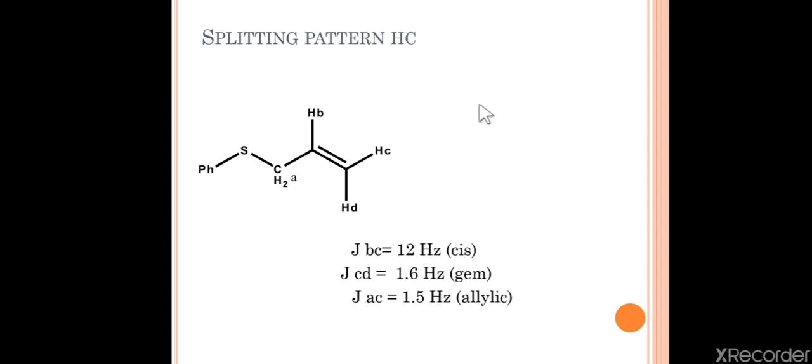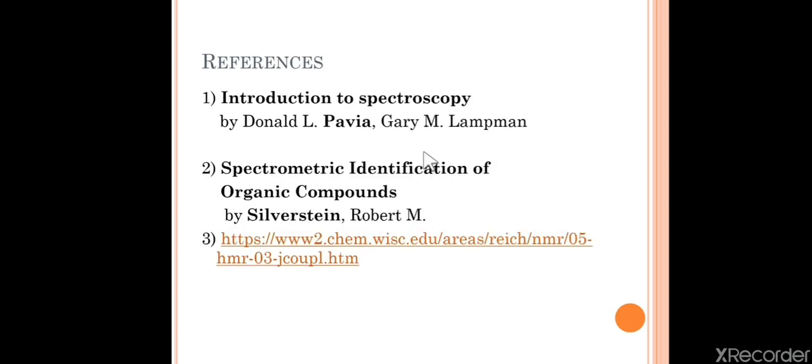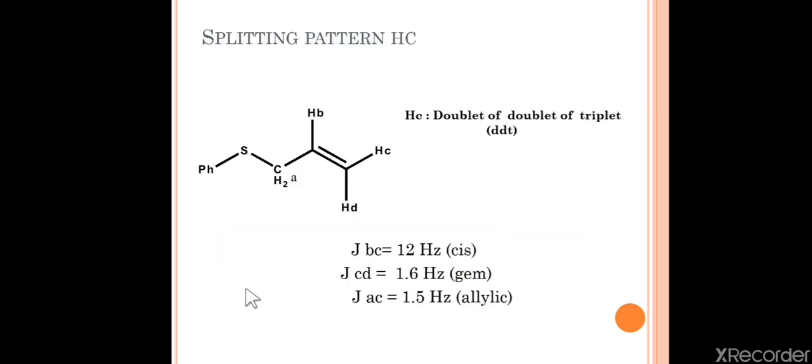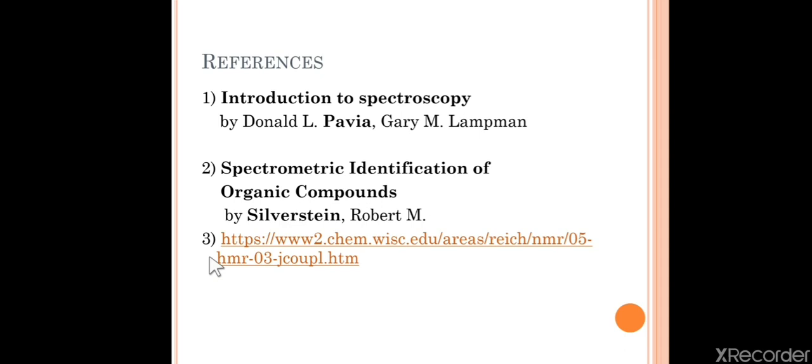Okay, now again HC, it will be doublet of triplet, and finally the HD will also be the same, showing the doublet of triplet. So these are examples from Introduction to Spectroscopy by Pavia, and I also got a nice link from the internet. I will send it to you.